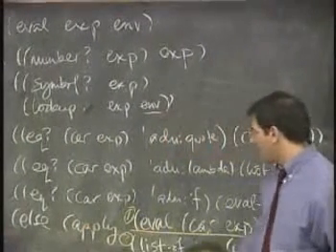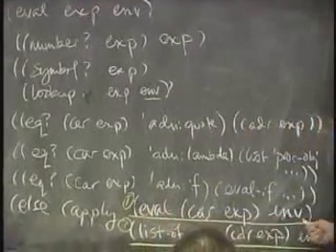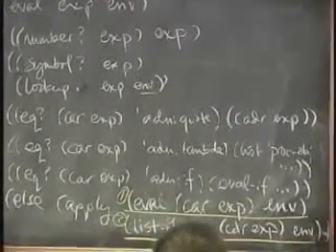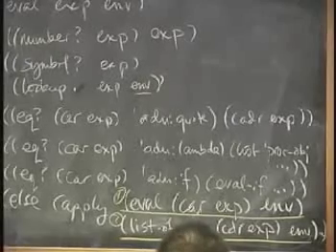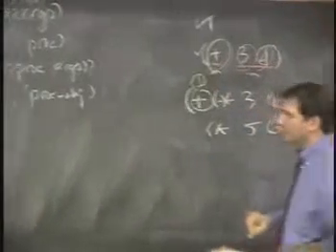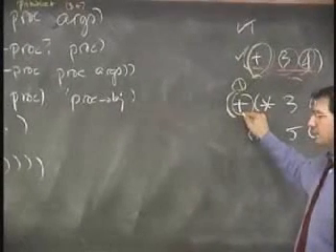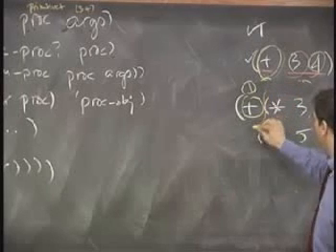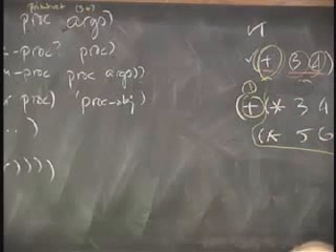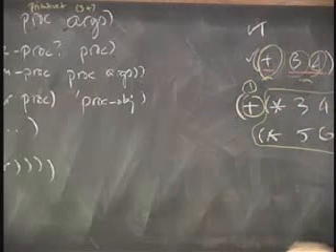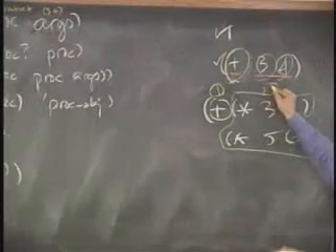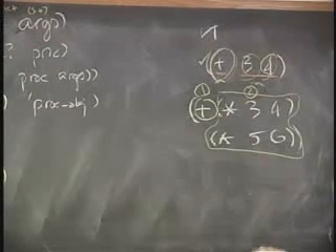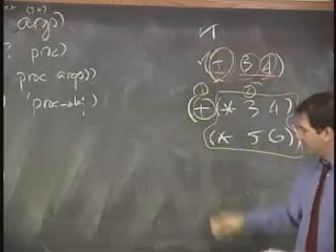And we do apply of the eval of the car of the expression, which will be this. Or that'll be 1. Eval of that against eval of the rest, which will be eval of this. That'll be 2. So let's follow this branch first.